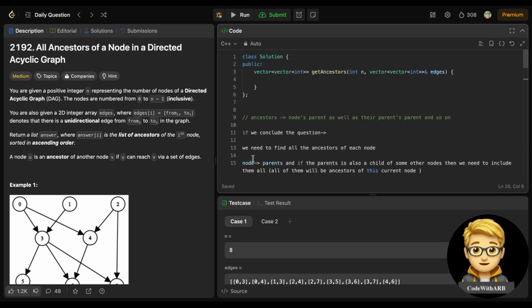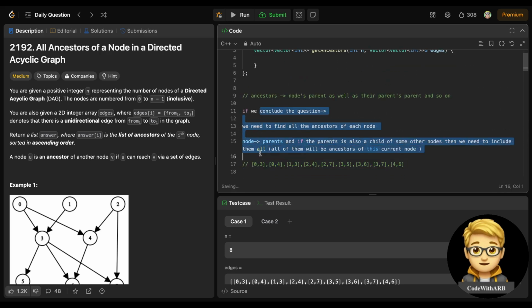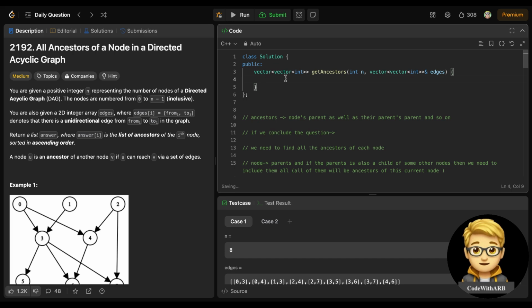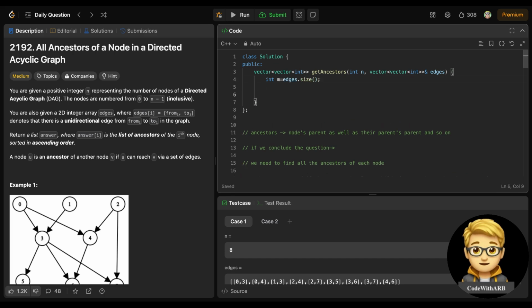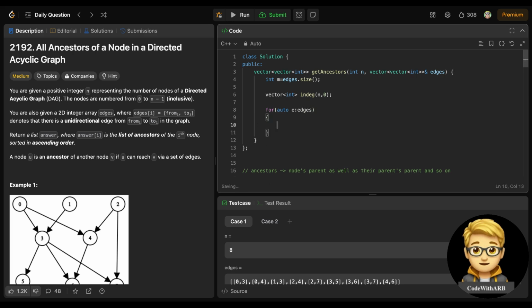So this is something we need to include. Now the first thing is we need to find the order using topological sort. For finding the topological sort, I need in-degrees. So I will find the in-degrees of all the nodes. I will iterate over the edges and count.